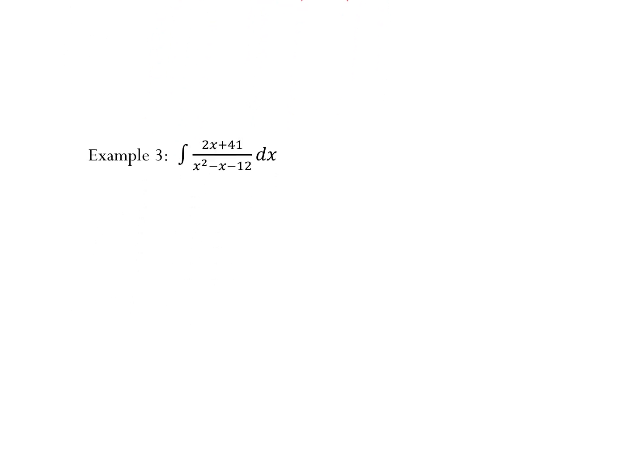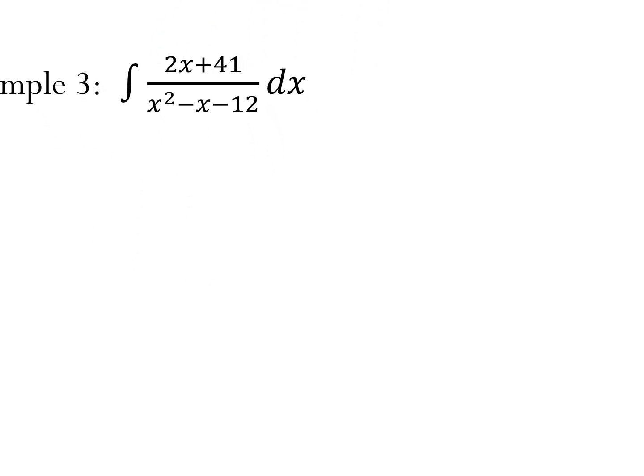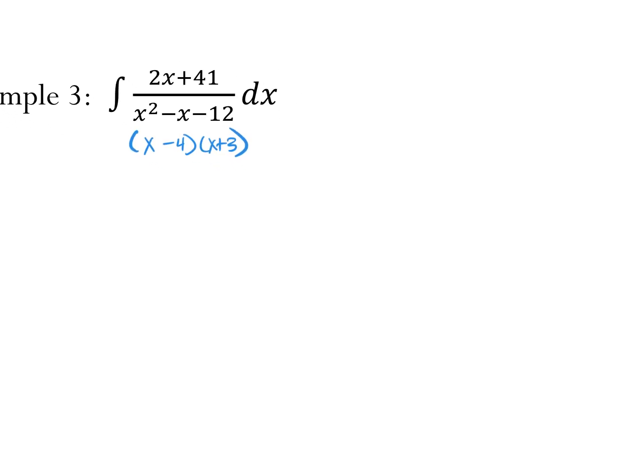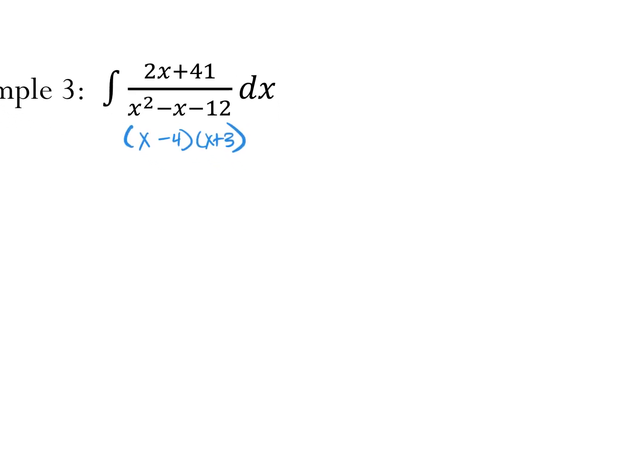Now if I was looking at, say, this one, I know u sub doesn't seem to be working for me here. So what I might do is factor my denominator. I'd end up with x minus 4 and x plus 3. If my denominator was just x minus 4 or just x plus 3, I could use that natural log to do this. So could I rewrite this as two fractions being added together with those two denominators?